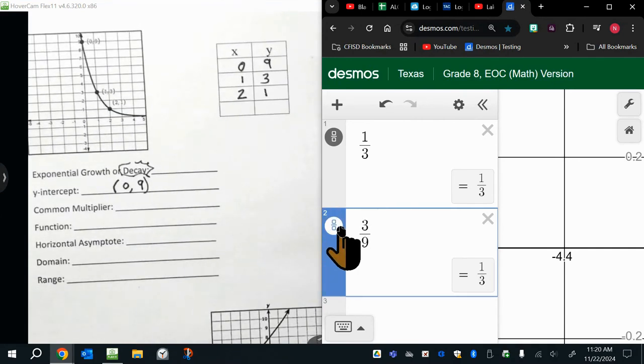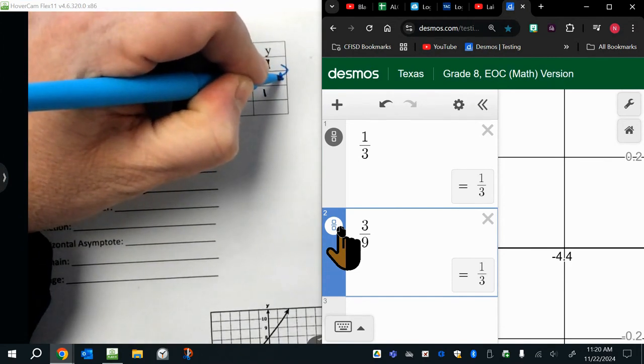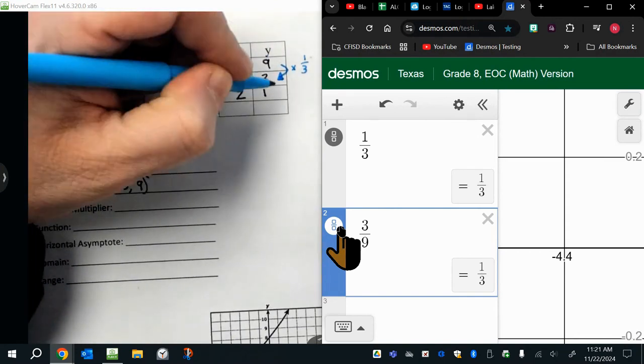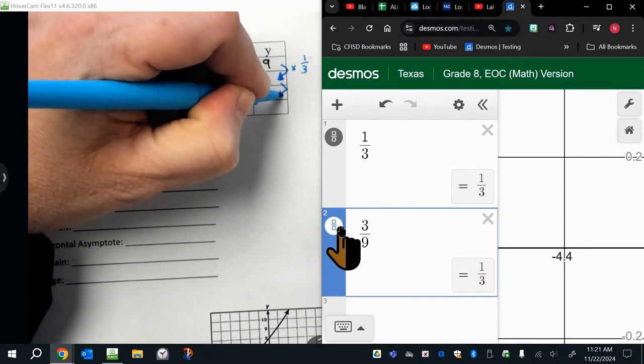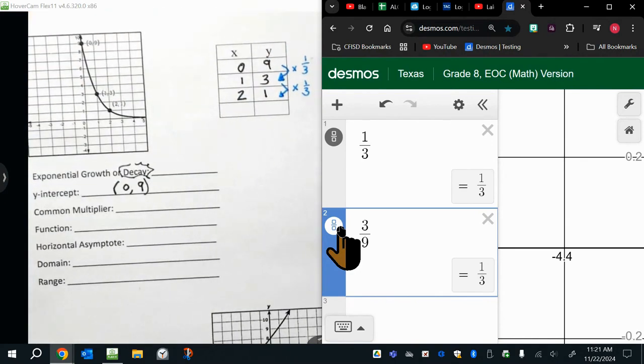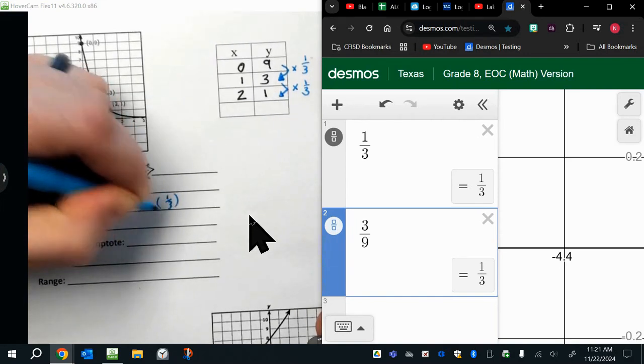So here's what we're saying. If I want to go from 9 to 3, I'm going to multiply by 1/3. If I want to go from 3 to 1, I'm multiplying by 1/3. What did I do? I just took the bottom number and divided it by the number above it. So my common multiplier is times 1/3.